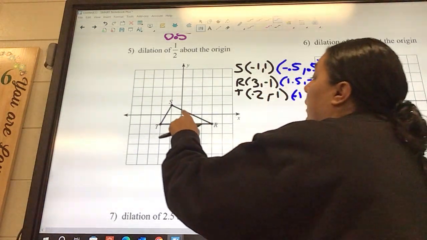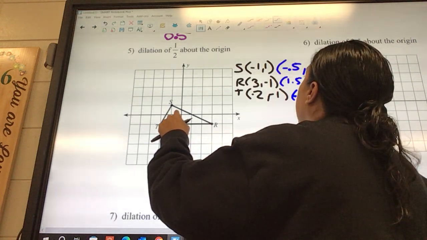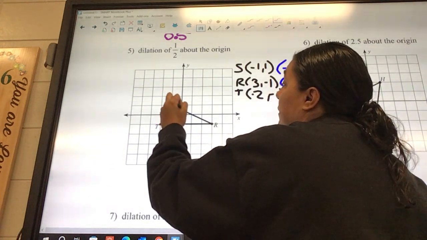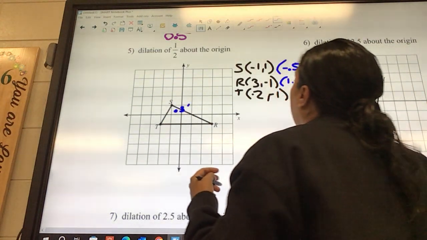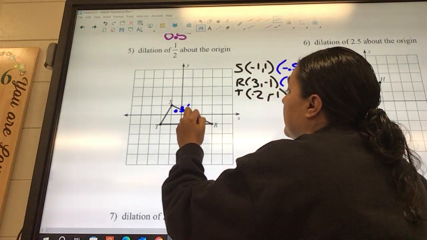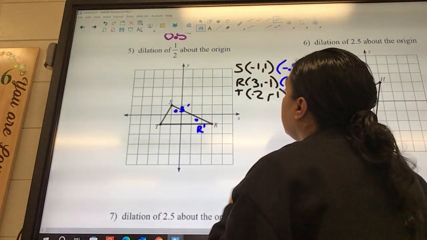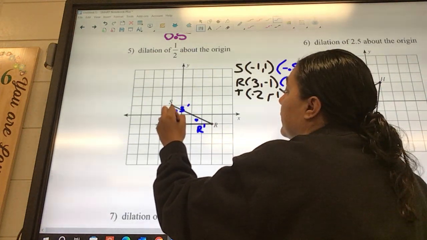Okay, so we got negative 0.5, so left 1/2, and then up 1/2. So this is going to be my S prime. Okay, for the R, it's going to be 1.5, and then down 1/2. So this is going to be my R prime. And then T is going to be left 1, and then down 1/2. So this is going to be my T prime.